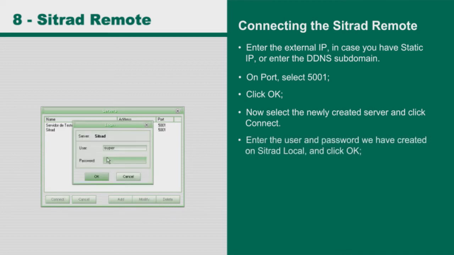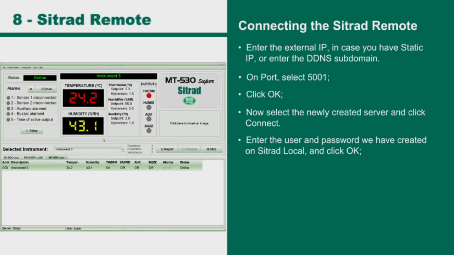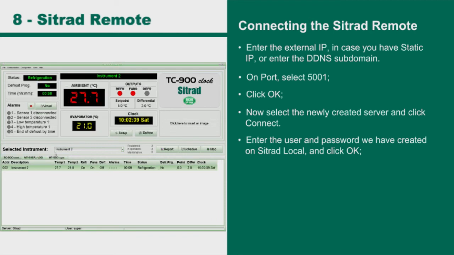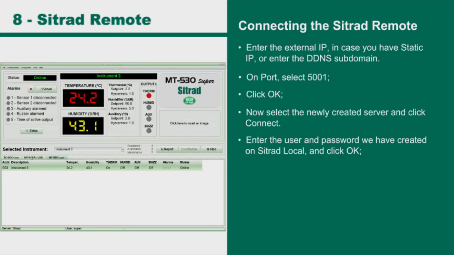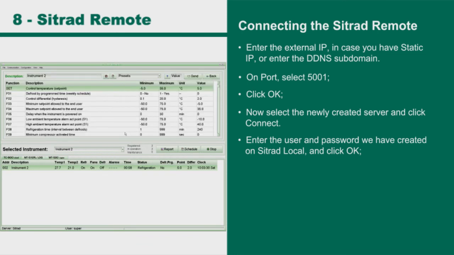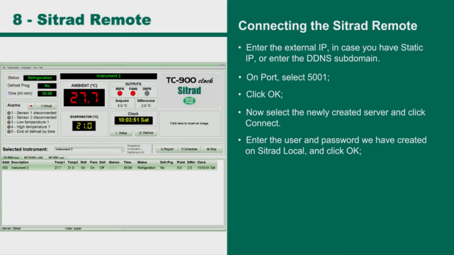Enter the user and password we have created on Sitrad Local and click OK. You now have access to the same features of Sitrad Local, with the ease of remote access via internet, and from other computer and another place. If you do not get a connection, check about firewall and antivirus, because they can block the access to your network ports. For this, consult the manufacturer.